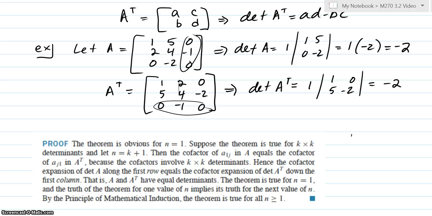So they have equal determinants. It's true for n. The truth of the theorem for one value of n implies the truth for the next value. So if you've ever heard of induction, by the principle of mathematical induction, the theorem is true for all n. Induction says if it's true for n, then it's true for n plus 1, and so it must be true for all n.